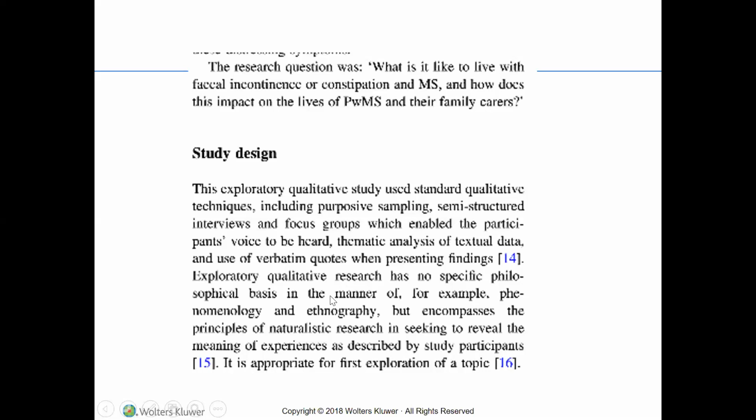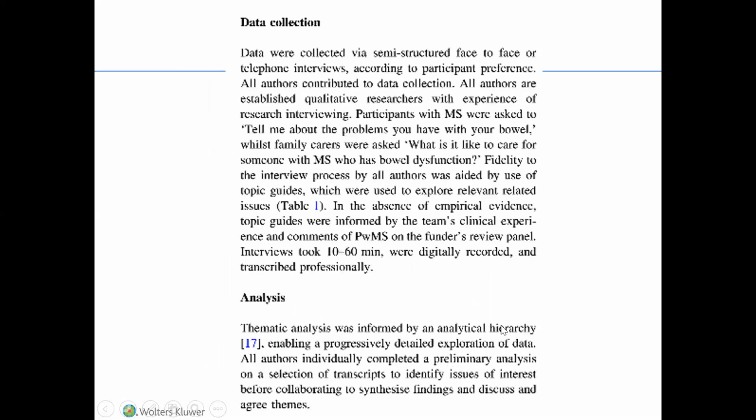And they're saying because it's exploratory, they did not use a phenomenological or ethnographic approach, but they took naturalistic research to reveal the meaning of experiences as decided by study participants. So just like we could see in the abstract, this further confirms it in the content here, that this is not a purely phenomenological or ethnographic study. They just call it explorative.